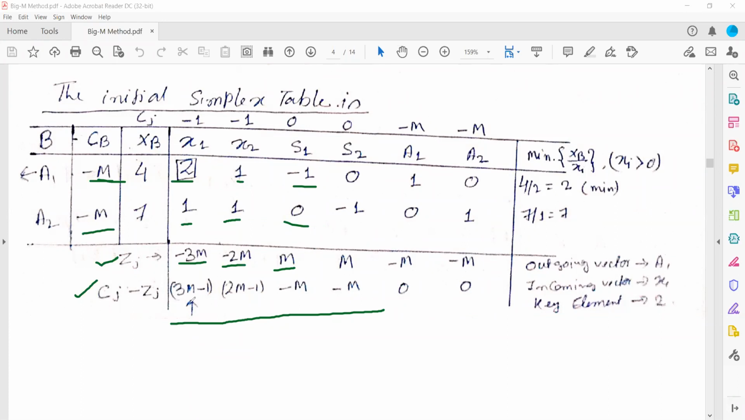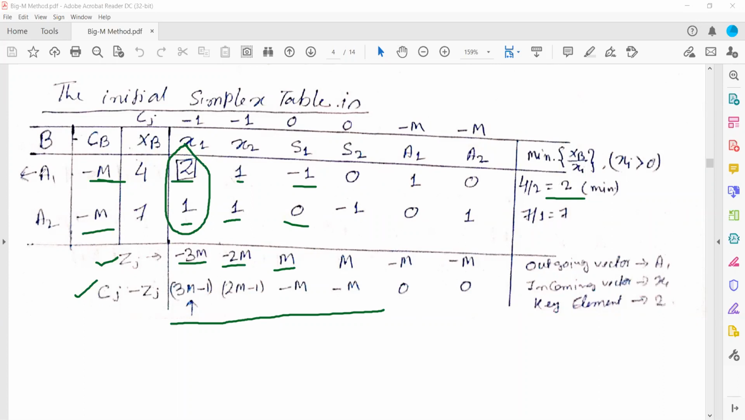So once you have identified the key column, next you need to find the key row. How to get the key row? You first find the minimum of XB by XI, where XI means the elements of the key column only. So 4 by 2 is equal to 2, and then 7 by 1 is equal to 7. Which one is the minimum? The minimum is this one, and that corresponds to the first row.